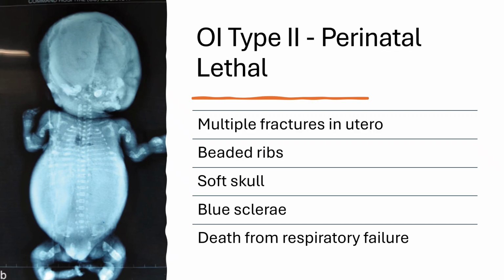The soft skull develops because the collagen defect affects all bones, including those that normally protect the brain. When you examine these babies, their skulls feel unusually compressible, almost like touching a soft ball, rather than the firm structure you expect. The blue sclerae occur because the defective collagen makes the white part of the eyes thinner, allowing the underlying blood vessels to show through and create a blue tint. Death typically results from respiratory failure because the combination of rib abnormalities, chest wall instability, and possible neurological complications creates breathing difficulties that cannot be overcome with current medical technology.